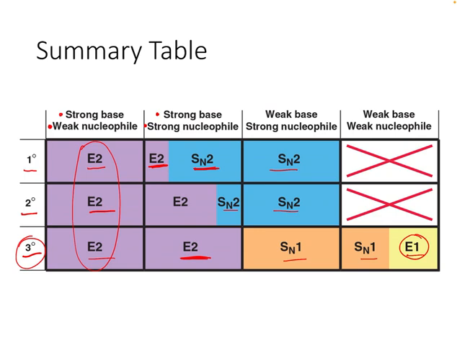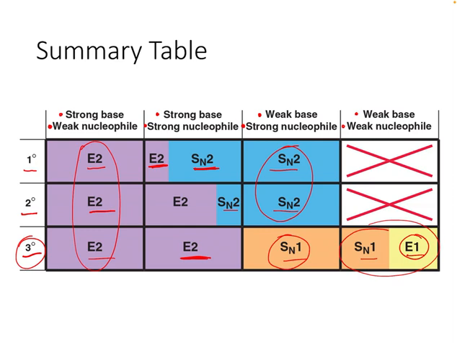And then you can keep going. So if you have a weak base that's a strong nucleophile, that will favor substitution reactions. And that just depends then on what type of carbon you have. Do you have primary or secondary? That will favor SN2. But if you have a tertiary carbon, that favors SN1. And then if you have a weak base that's also a weak nucleophile, that will only give us SN1 or E1 products.